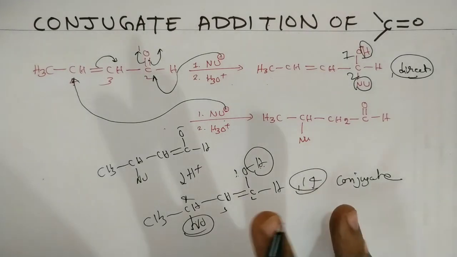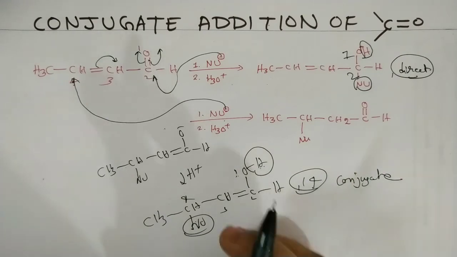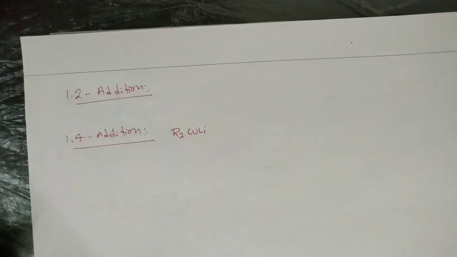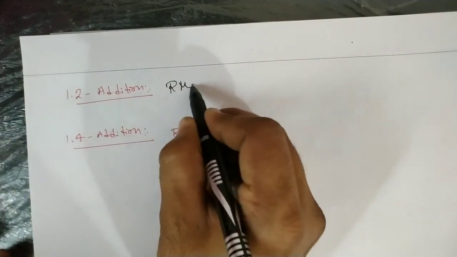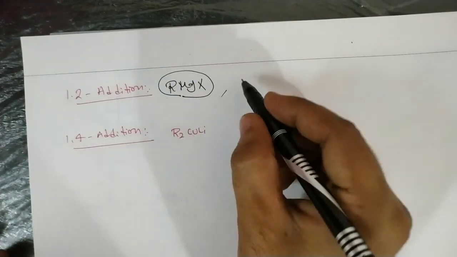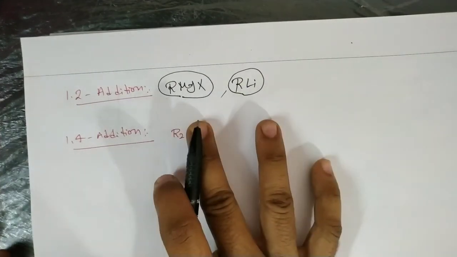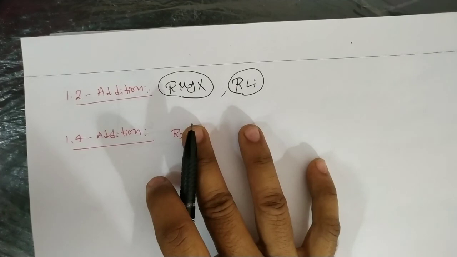You know that simply at low temperature 1,2 addition and at a high temperature conjugate addition takes place, but for some specific nucleophiles conjugate addition takes place, and for specific nucleophiles 1,2 addition, that is direct addition. Those are the Grignard reagent and alkyl lithium, which are involved in 1,2 addition reactions. Mostly these are the two nucleophiles involved in direct addition.